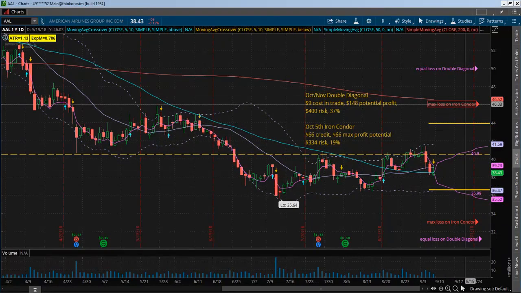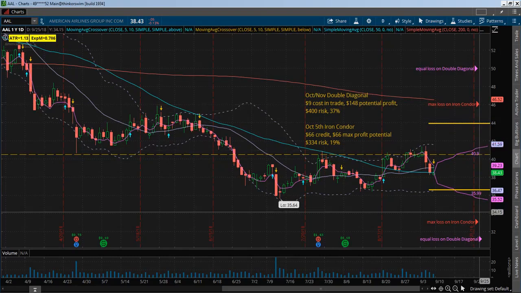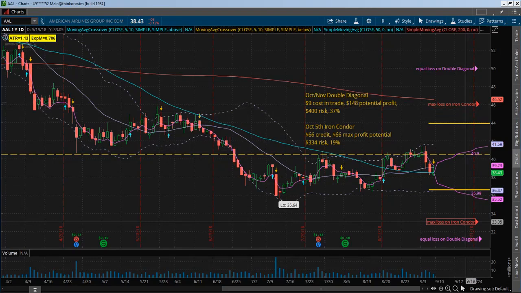So if not, go back, look at those, make sure you understand those first. But this is on a credit Iron Condor. Right here is going to be your max loss. If it gets to this mark, you're at max loss. Remember, our 33 was on the bottom side on the Iron Condor.